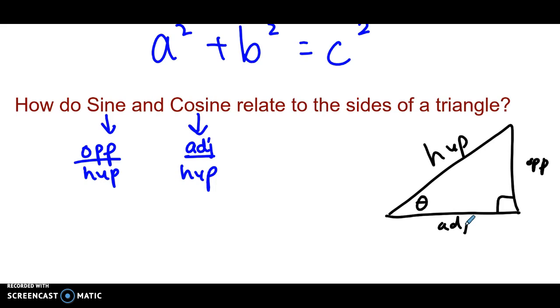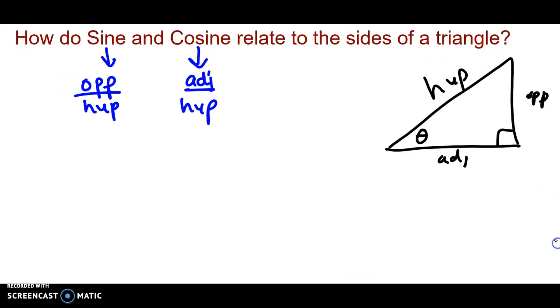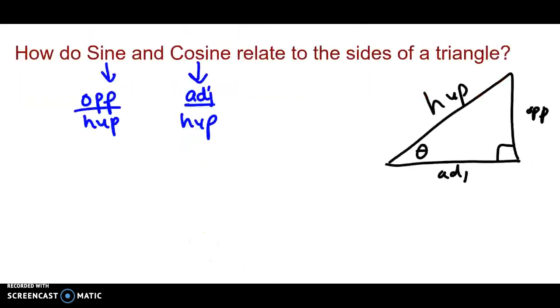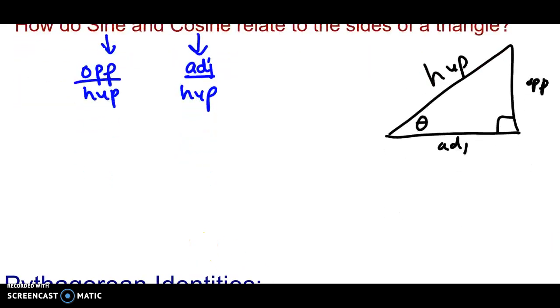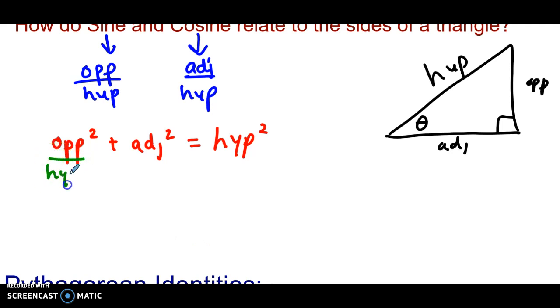All right, if we were using our Pythagorean theorem, we know that would be a squared plus b squared equals c squared, or in this case, opposite squared plus adjacent squared equals hypotenuse squared. Let's say I want this in terms of opposite over hypotenuse and adjacent over hypotenuse. So I'm going to go ahead and divide everything by hypotenuse squared.